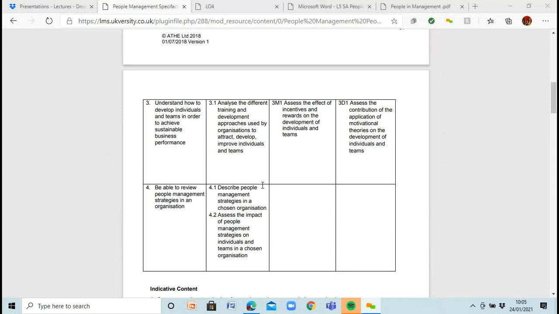Yesterday we looked at learning outcome 3, understand how to develop individuals and teams in order to achieve sustainable business performance. So we looked at the different approaches, we looked at a few theories, and we looked at incentives and rewards.